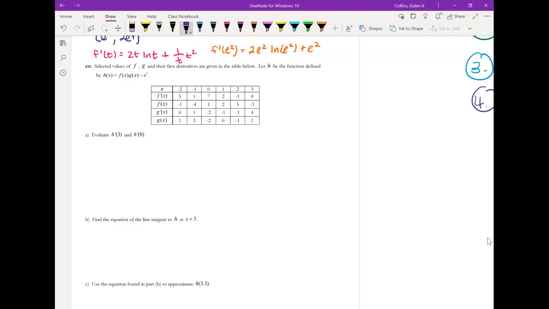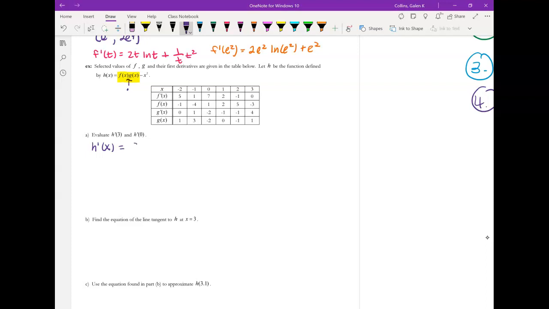Before we can evaluate a derivative at a particular value, we must have the derivative in terms of x. So we must find h prime of x first. And if you're looking carefully, h is f times g minus x squared. So we must apply the product rule to the first part of that derivative. So finding h prime of x, I'm not going to plug in a 3 or a 0.